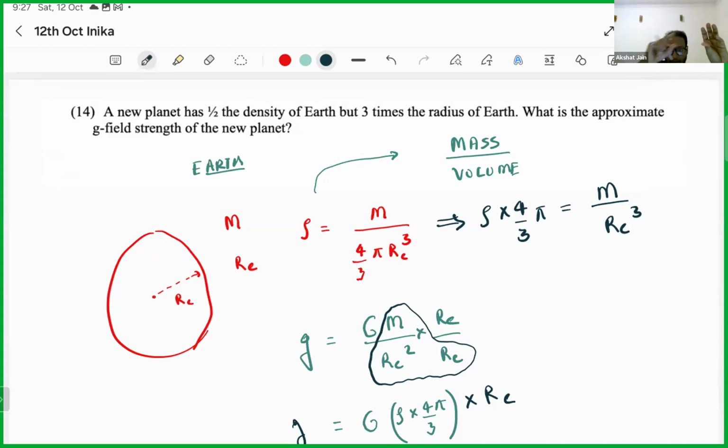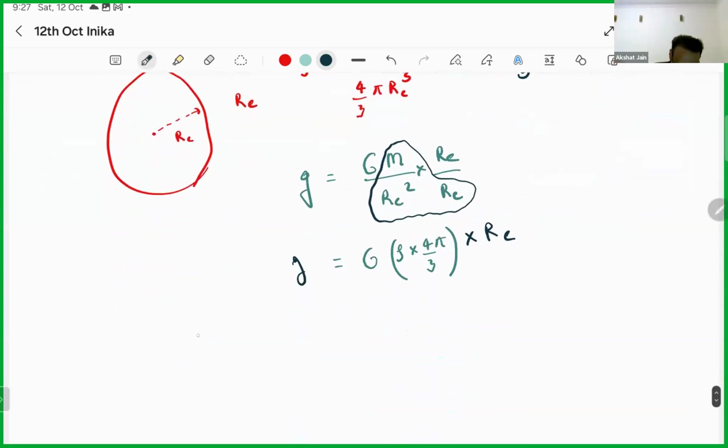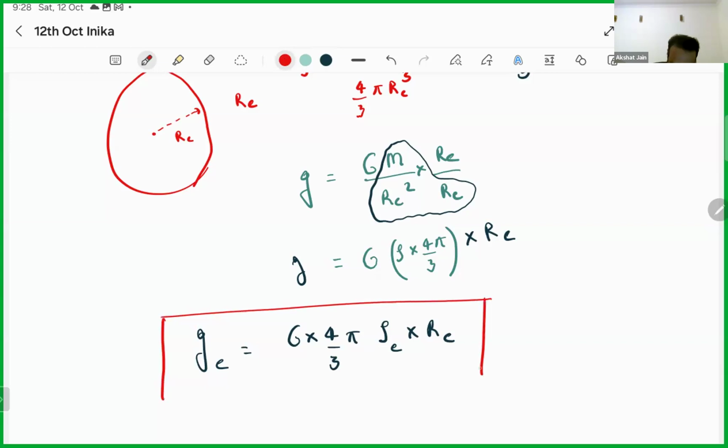So if I know G value for Earth in terms of density and radius, I can scale up that value for that planet. You're getting my point or not? So that is why, Inika, I got G at the Earth surface is equal to G times 4 by 3 pi, density at the Earth surface into radius at the Earth surface. This is the G at the Earth surface.